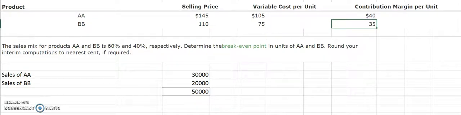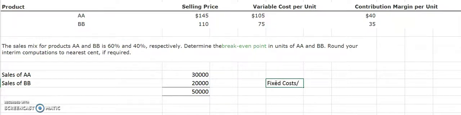Okay, so what I'm going to show you right now is how to get the break even when you have a company that sells more than one product. So we already know that in order to calculate break even, we have shortcuts where we can just say fixed costs as our numerator, and then as our denominator, if we want break even in units, we would say divided by contribution margin.